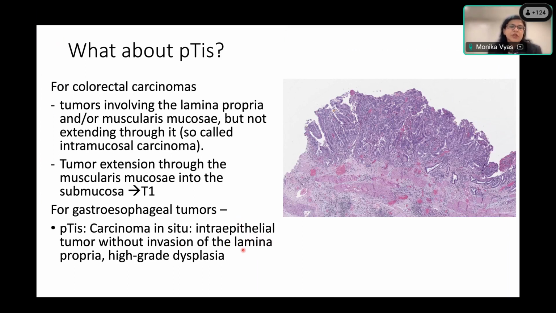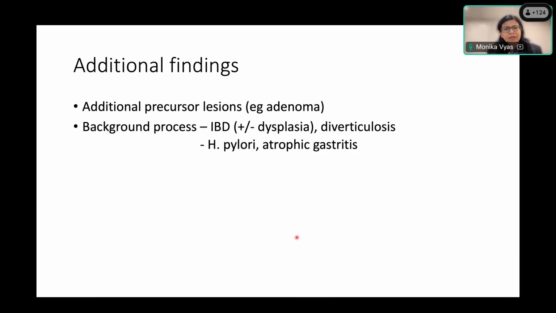So it's essentially high-grade dysplasia is called pTis, or carcinoma in situ. So that is one difference which is important to remember. And it's not uncommon to see lymphatic involvement in very early stage upper GI adenocarcinomas, which we get EMRs and ESDs for. So it's definitely something that makes a lot of sense.